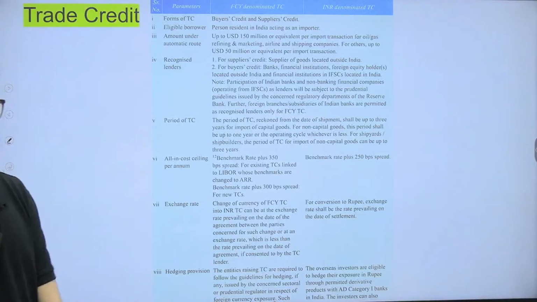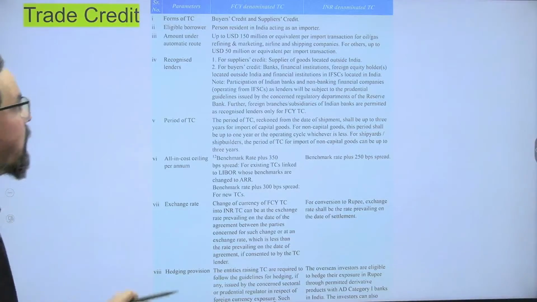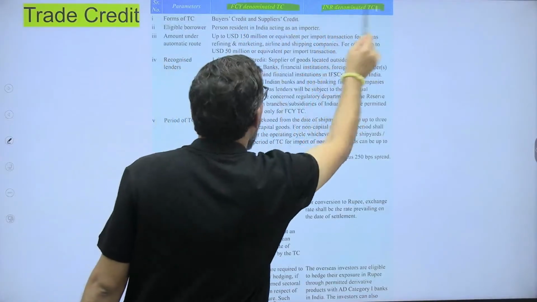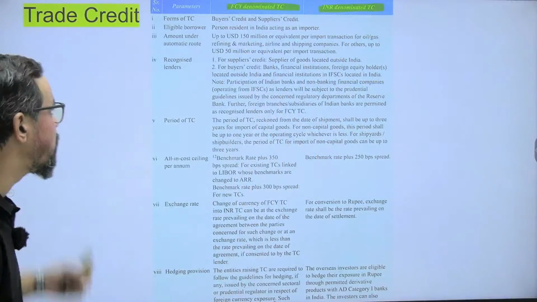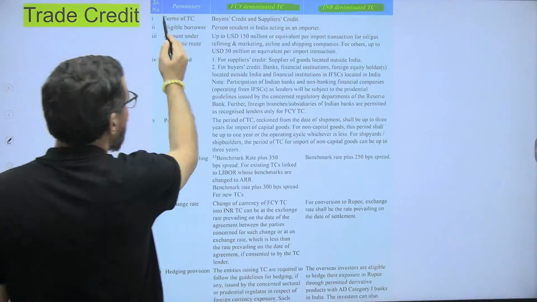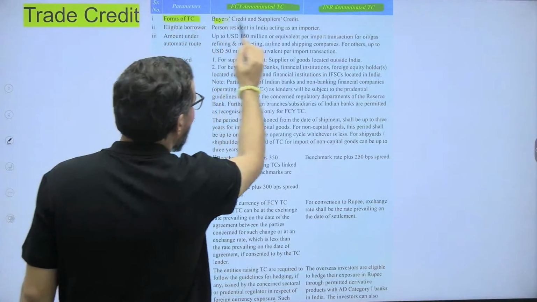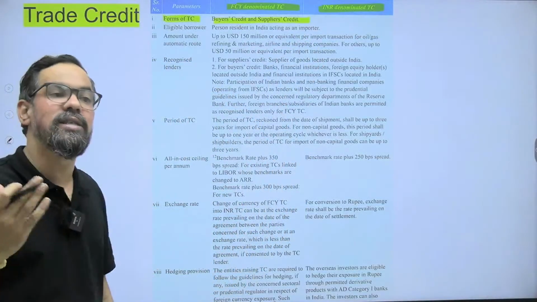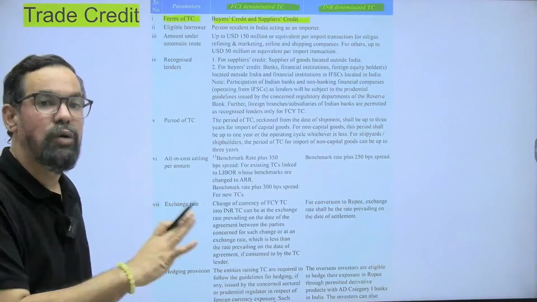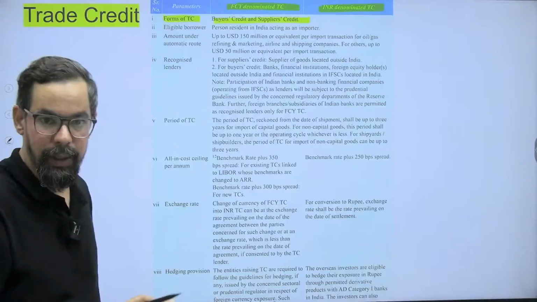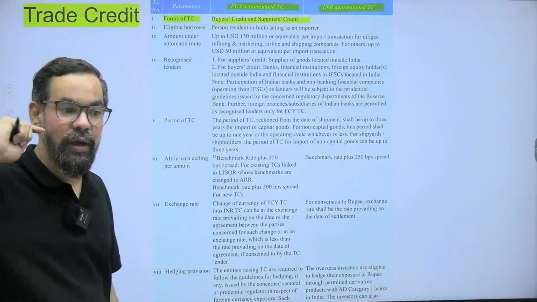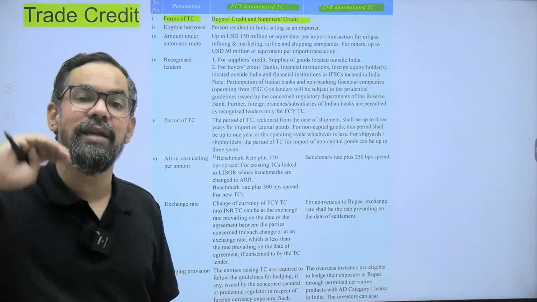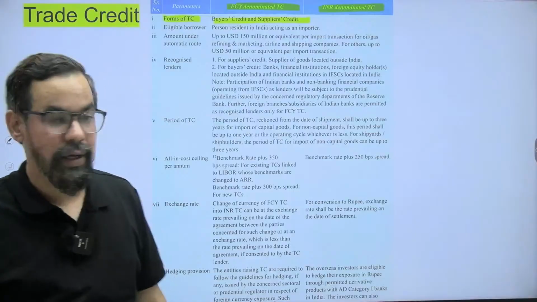Trade credits. When it comes to trade credit, we have foreign currency denominated trade credits and INR denominated trade credits. So these are the two categories. The forms of trade credits are buyer credit and supplier credit. I hope you remember buyer and supplier credit. Buyer credit is as simple as a term loan taken by an importer from an Indian bank. Supplier credit is basically where, for that particular transaction, the money is lent by the supplier's bank. So that is supplier credit.